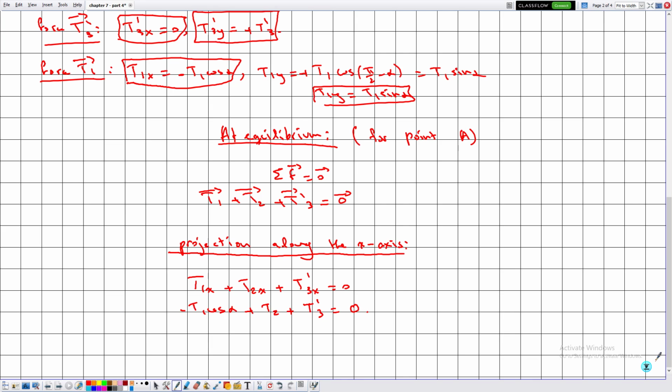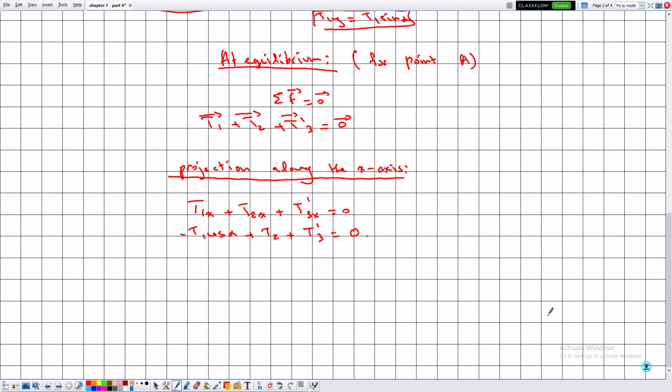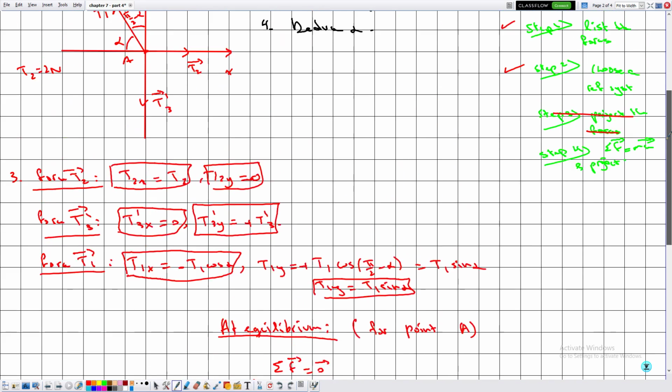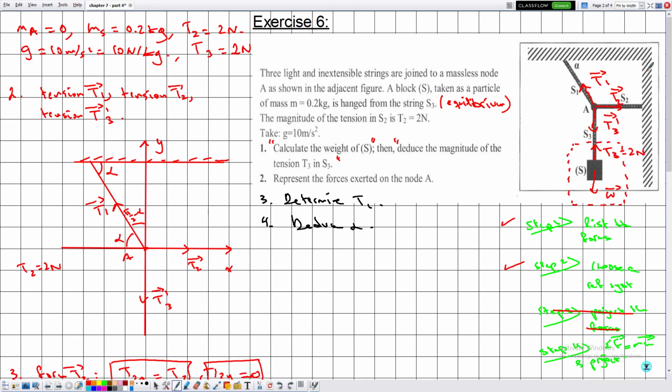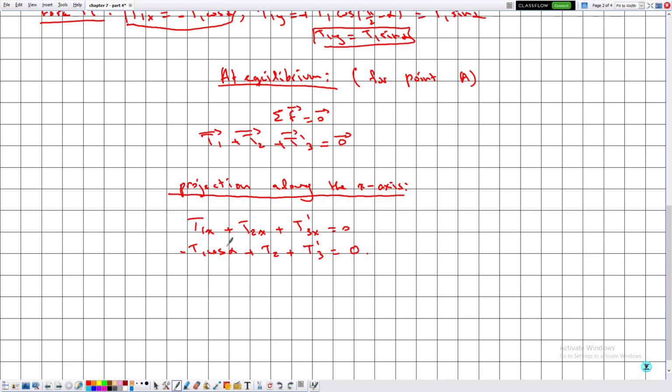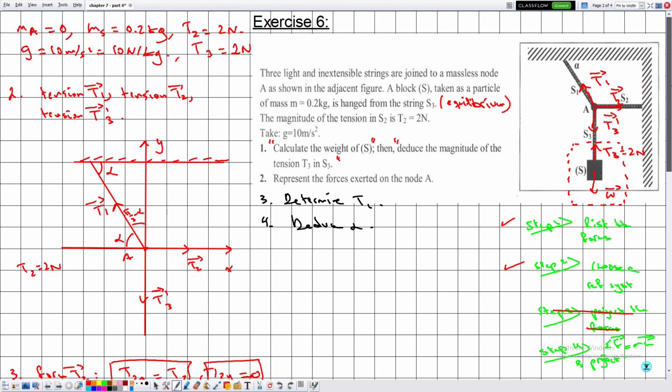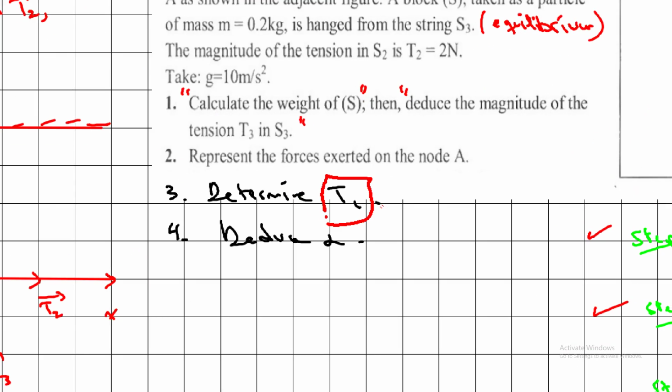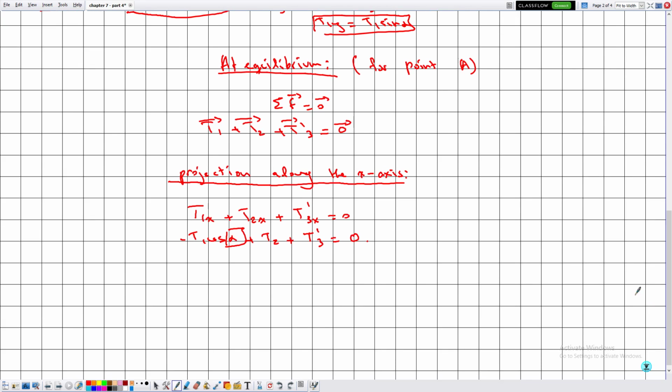Now let's study the type of this equation before we proceed to the projection along the y-axis. Notice that the first unknown is given by alpha, and the second unknown is given by T1 because they are asking me to calculate T1. So this equation at least contains 2 unknowns.